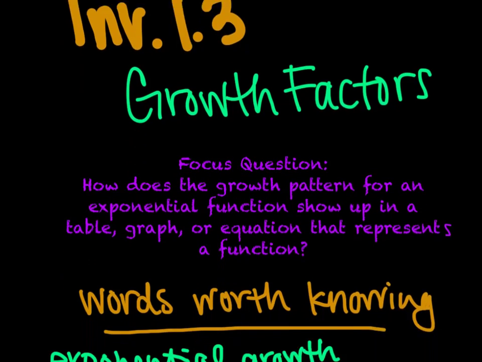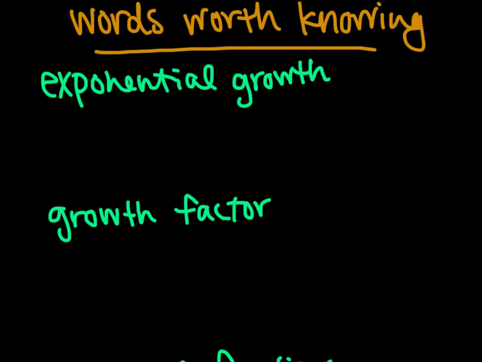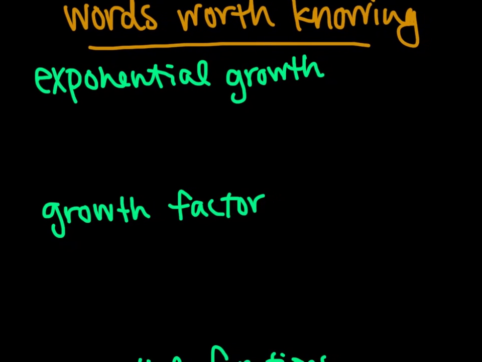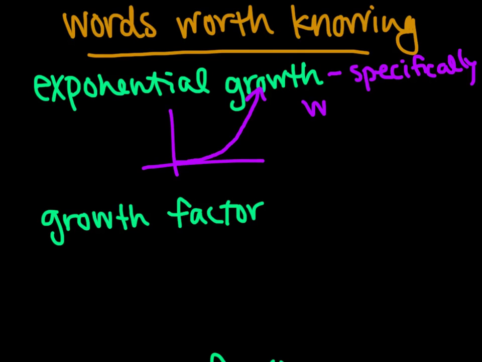So let's move on and get a couple of vocab terms. Words worth knowing. Our first word worth knowing is exponential growth. Exponential growth is essentially what we've been working with. Typically in exponential growth, we'll see a graph that starts out kind of slow and then starts to double or triple or whatever it may be as quickly as possible. What's interesting about exponential growth is it will grow at a constant rate, but it'll be a timesing situation instead of an adding situation like with linear growth.